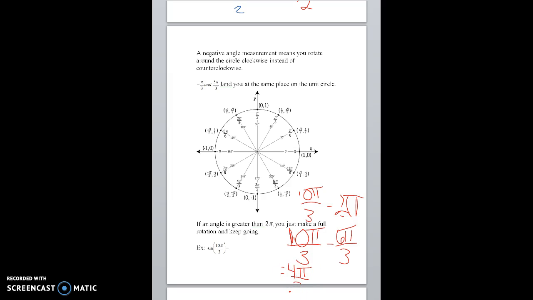So the angle of 10 pi over 3 means go a full lap all the way around, and then you go 4 pi over 3 more. As we're starting our second lap, we land at 4 pi over 3, and we end up right here. So 10 pi over 3 lands you at the same place as just 4 pi over 3. Since we're looking for sine, I'm going to look at the y coordinate. There's a bunch of drawing on it now, but it's negative root 3 over 2. So the answer to this one is negative square root of 3 over 2.